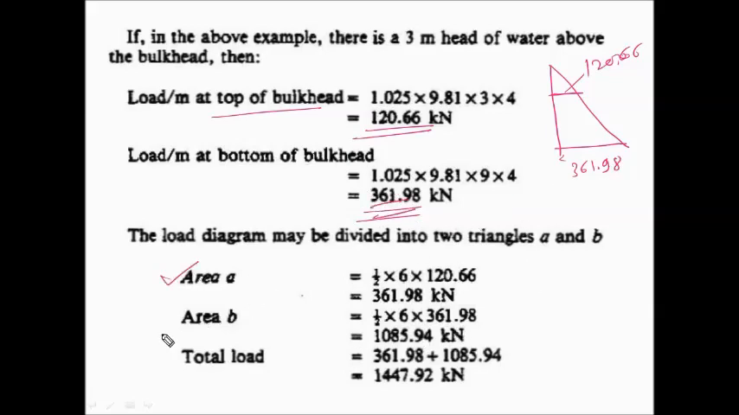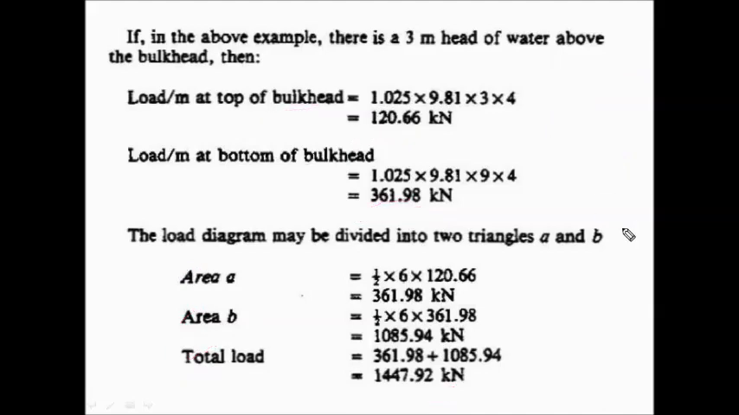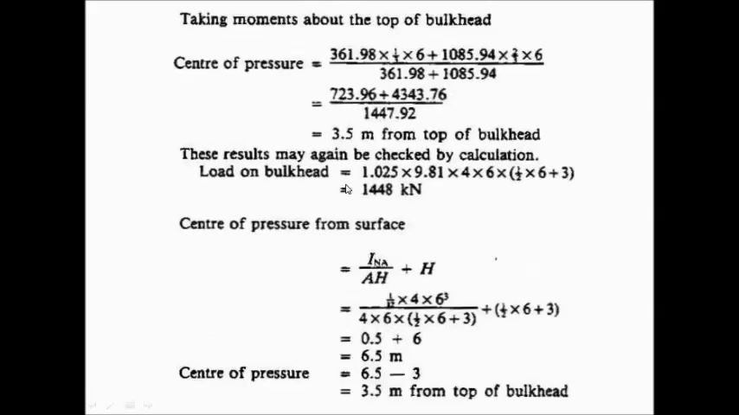Then the area of A, the area of B, then the total load is like this. The center of pressure location for the whole trapezoid from the top of the bulkhead is 3.5 meters from the top of the bulkhead. Then this is done, and now if you want to counter check the results from the formulas, that also you can do. This is the result from the formulas.